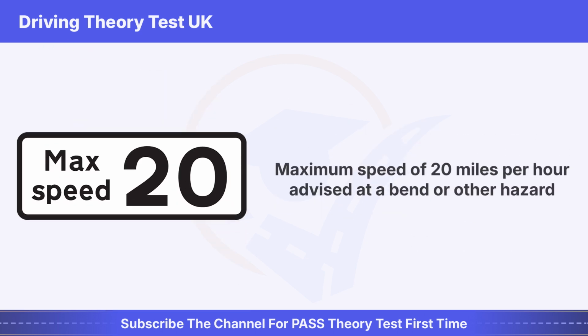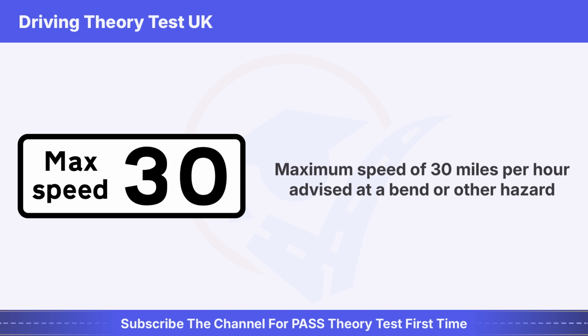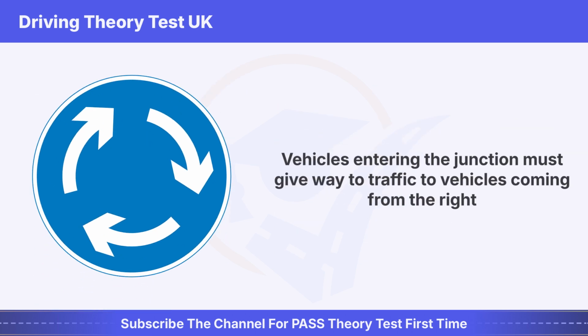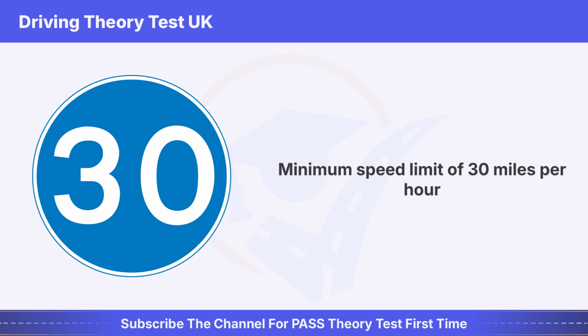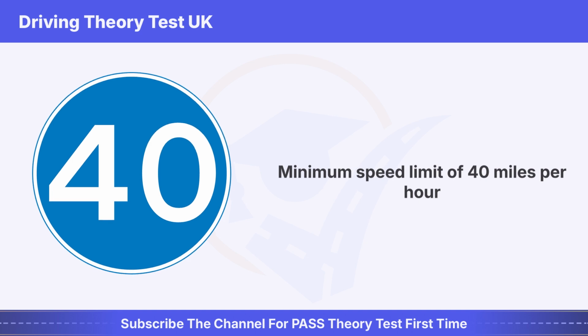Maximum speed of 20 miles per hour advised at a bend or other hazard. Maximum speed of 30 miles per hour advised at a bend or other hazard. Entrance to a meter parking zone. Vehicles entering the junction must give way to vehicles coming from the right. Minimum speed limit of 30 miles per hour. Minimum speed limit of 40 miles per hour.